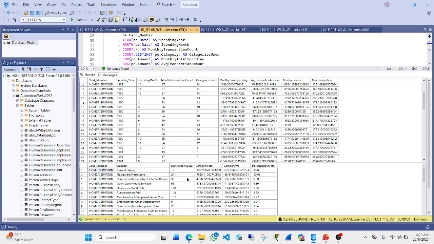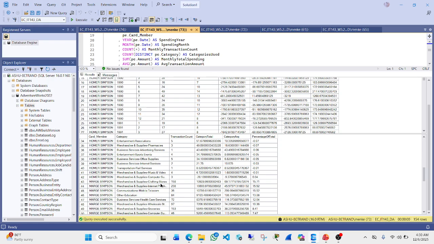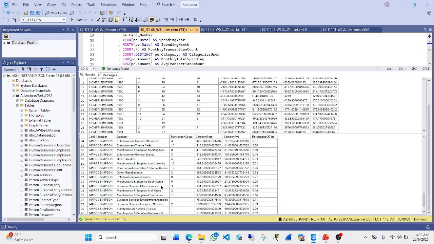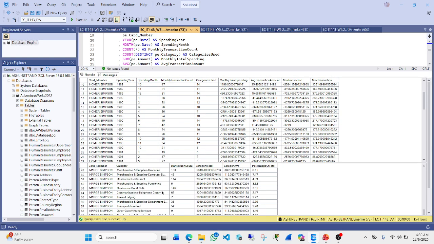So by this, it helps you to know exactly where you can focus, how you can analyze where the customers spend most of their time. Notice that most customers spend their time in the restaurant, and also in buying merchandise and internet, your internet subscription or internet supplies.